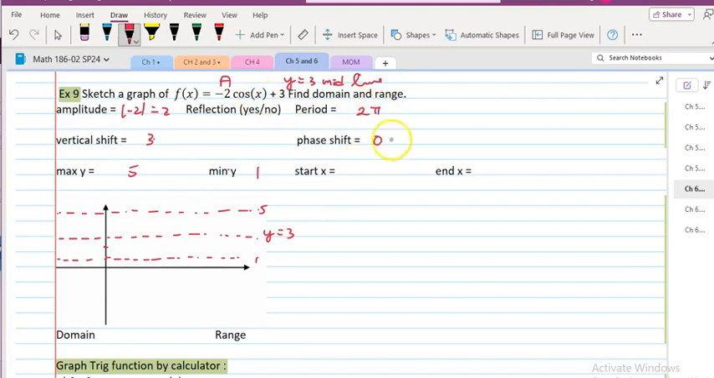B is 1. So that means you will start from 0 to 2 pi. So I will write 2 pi here, and this is pi, this is pi over 2, and that one is 3 pi over 2. But the intercept, because this is cosine, right? So it starts off at the highest point, goes to the midline, goes to the lowest, goes to the midline, and goes to the highest point. So that's how I graph the cosine.